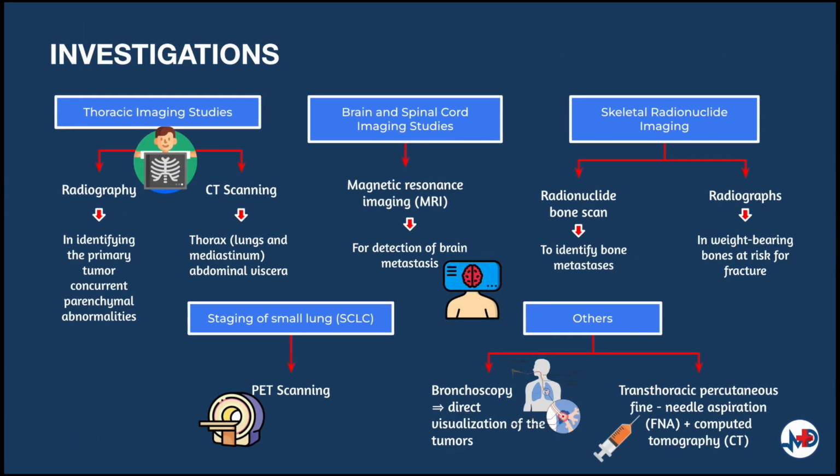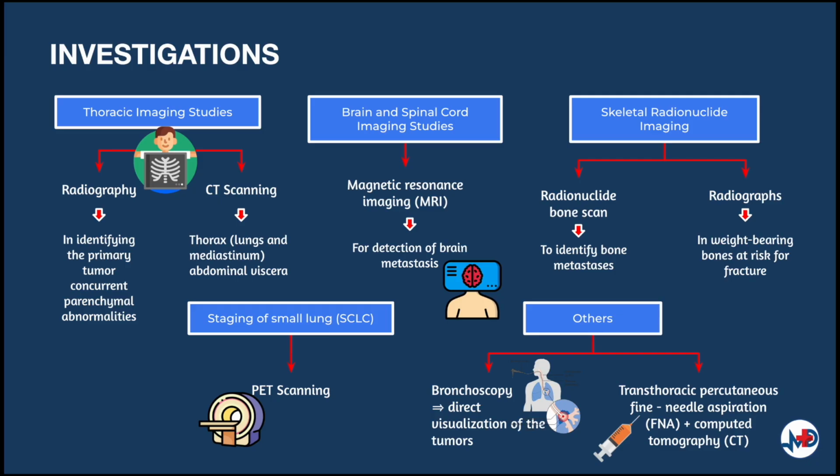As for imaging studies, radiography: good posterior-anterior and lateral radiographs are useful in identifying the primary tumor as well as concurrent parenchymal abnormalities. Mediastinal widening may indicate mediastinal lymph node involvement.